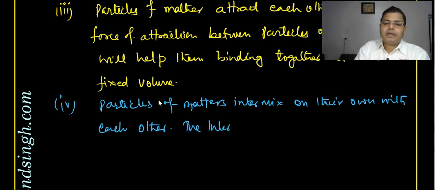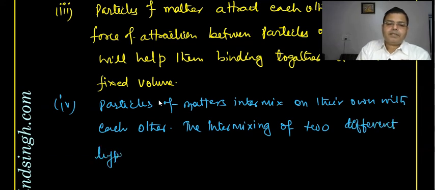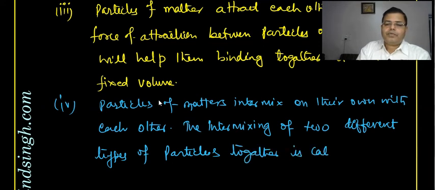The intermixing of two different types of particles together is called diffusion.